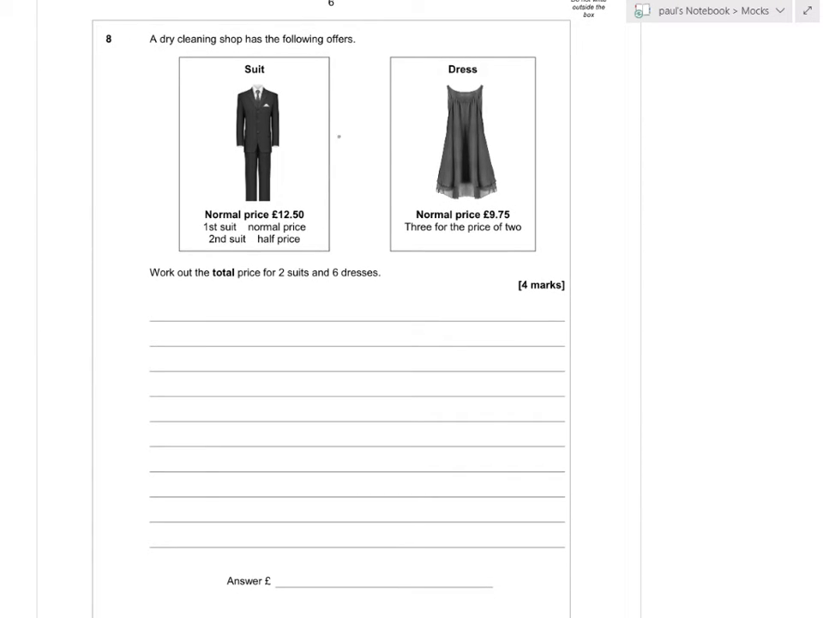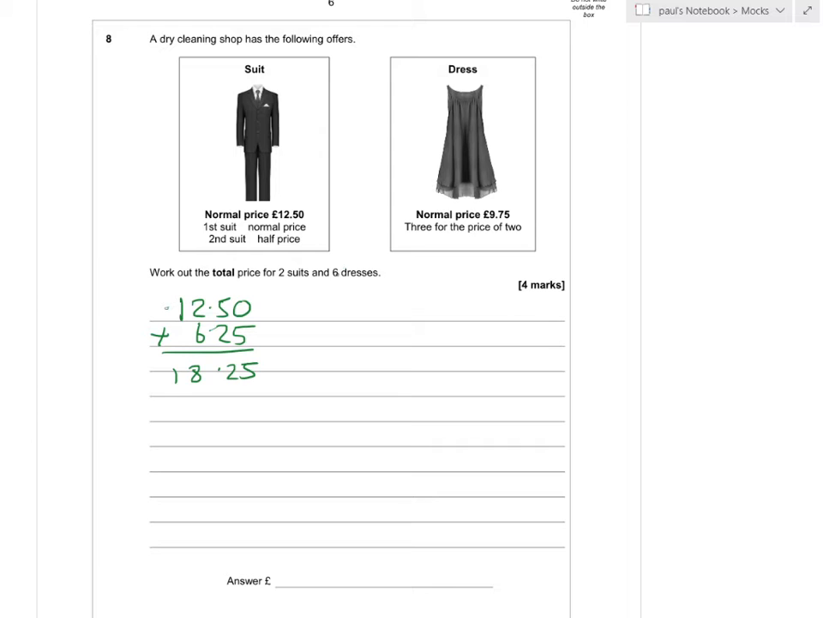A dry cleaning shop has the following offers. Normal price is £12.50. The first suit is normal. The second suit is half. And the normal price of a dress is £9.75. You get 3 for the price of 2. Okay, so work out the total price for 2 suits. So you've got £12.50 plus half of that, which is £6.25. So that makes £18.25 for the suits.